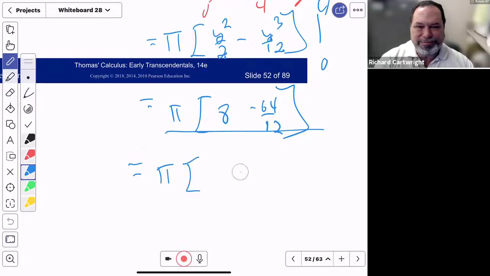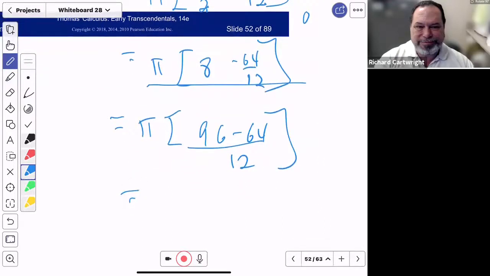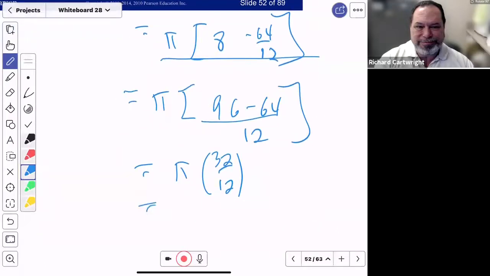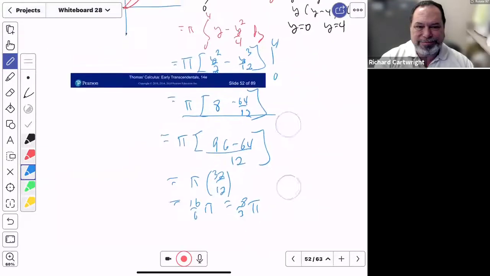16 times 80, 896 minus 64 over 12. I'm doing it by hand. You had a calculator. Pi times 32 over 12. Yes, I think so. 32 over 12. I'll cut them both in half. 16 over 6 pi, which is 8 over 3 pi. Is anybody going to agree with me or not?